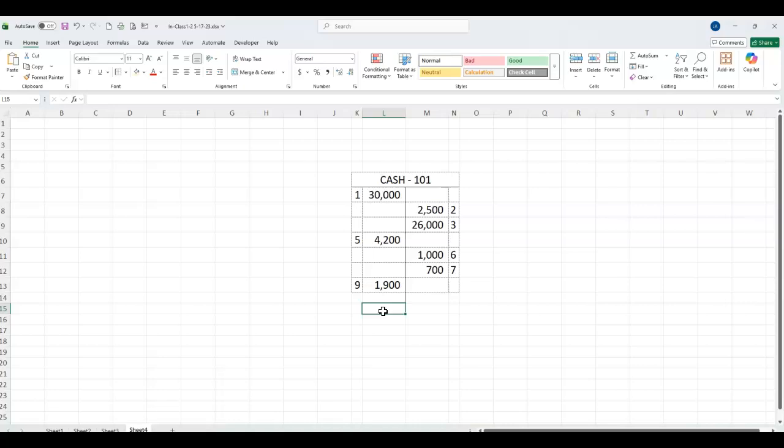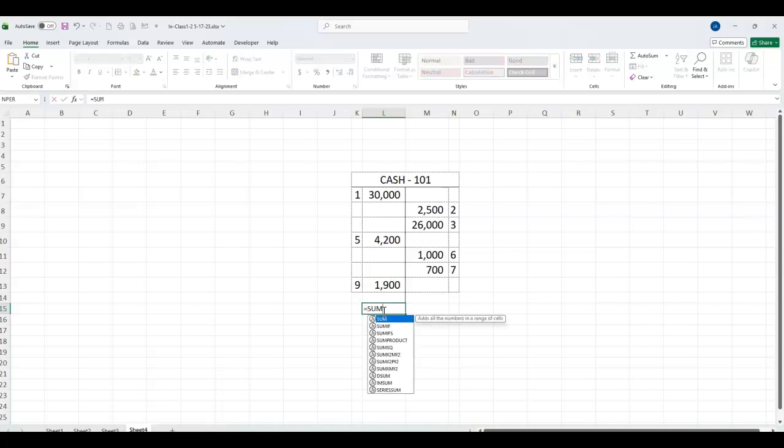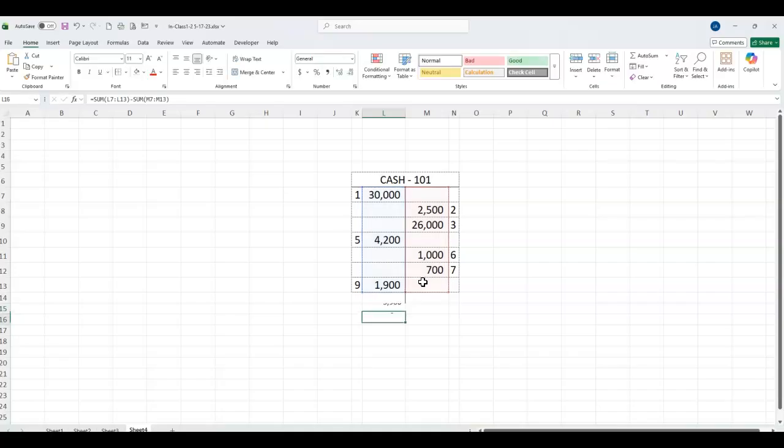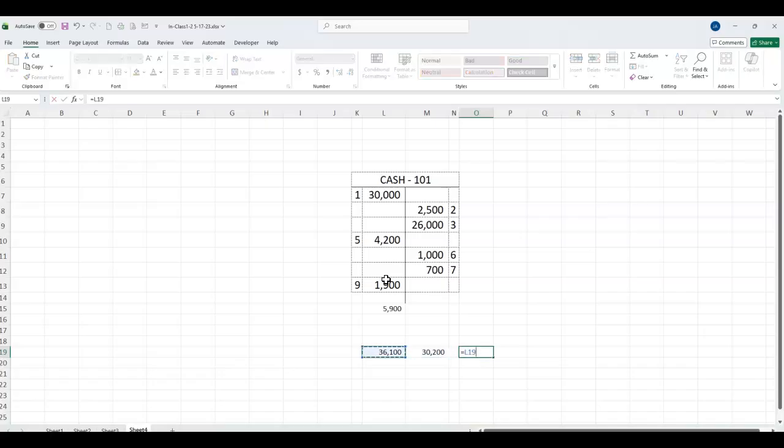So I want the balance. So what I'm going to do is I want the sum of all this minus the sum of all this, and the balance is $5,900. $30,000 plus $4,200 plus $1,900 minus $2,500 minus $26,000 minus $1,000 minus $700. Let's see if my equation works out. Yeah, if you want to do that, we can just add up the debit side, add up the credit side, and subtract the two just to be sure.